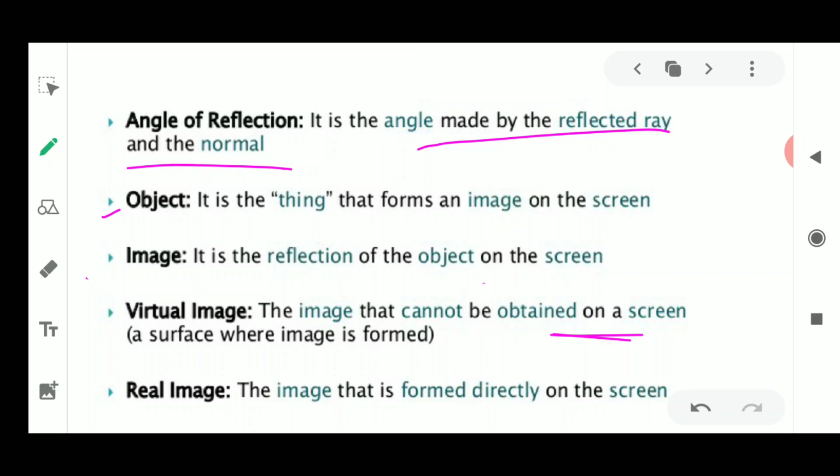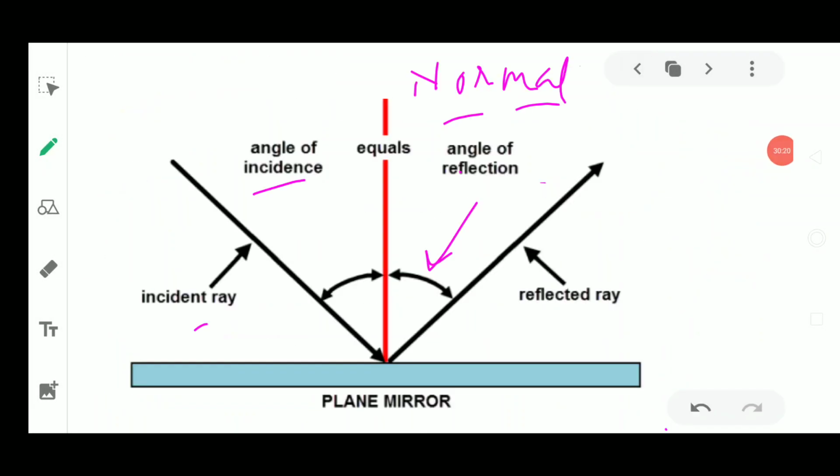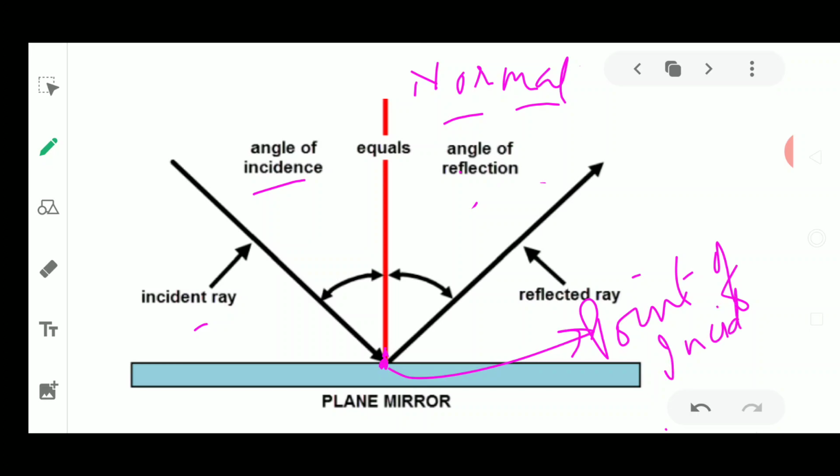So we have seen so many things related to the reflection of light. Now one more thing left is the point of incidence, which is not mentioned in this diagram. I will show you that it is present here. It is where the incident ray and the reflected ray join, where the ray is striking. This is known as the point of incidence.